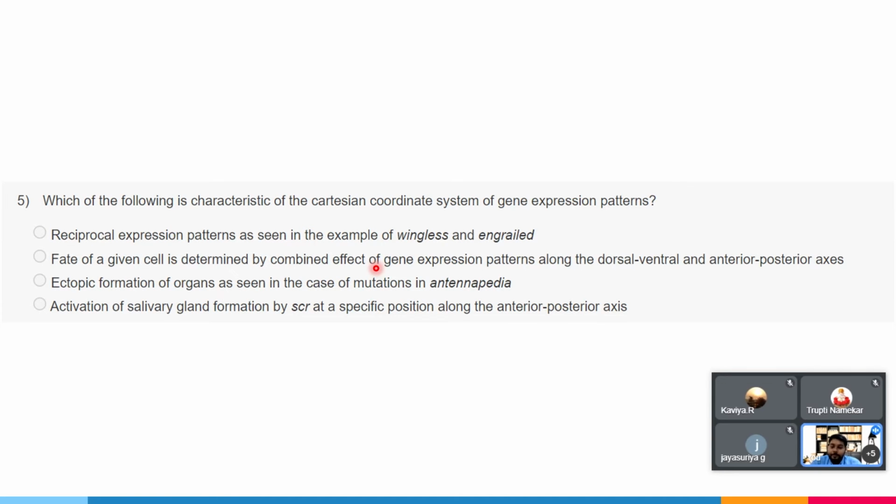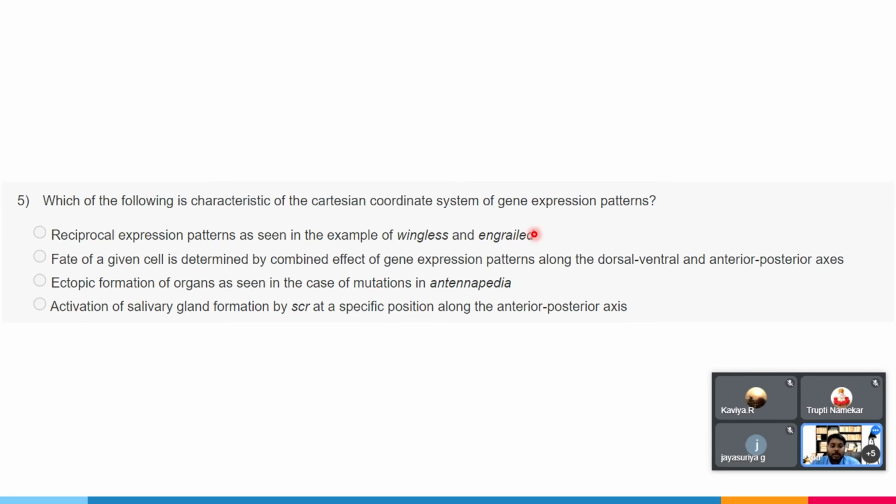So we move on, and the next question is, which of the following is characteristic of the Cartesian coordinate system of gene expression patterns? By the Cartesian coordinate system of gene expression patterns, we mean the spatial x, y, z axes. So where exactly a particular gene will be expressed, what maintains that? As we had discussed previously, there are 3 axes present in the embryo: dorsoventral, anterior posterior, and proximal distal. These are essentially the x, y, and z axes.